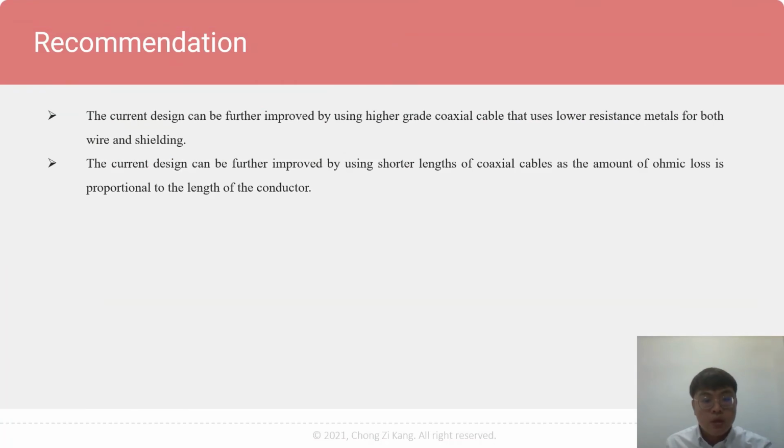Based on the calculated percentage error, there is a small difference between the calculated data and the actual PCB measurement data due to the signal loss through the coax cable, and therefore the current design can be further improved by using a higher-grade coax cable that uses a lower resistance method for both wire and shielding. Besides, the current design can be further improved by using a shorter length of coax cable, as the amount of ohmic loss is proportional to the length of the conductor.